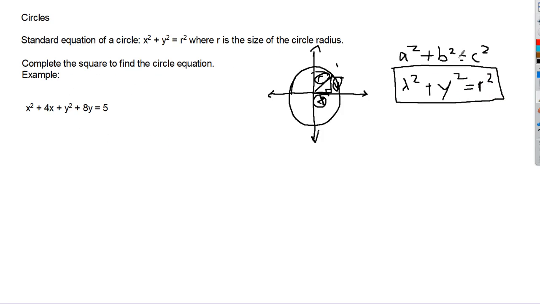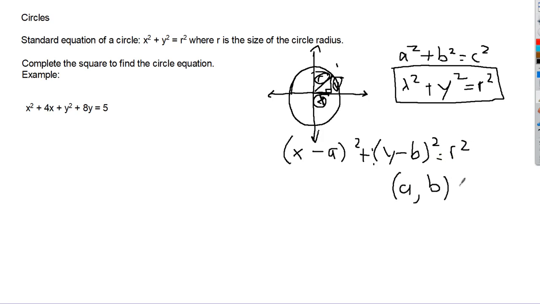Now the circle equation can be like this, which is the most simple, or it also can be like this, where normally they use h and k to write the equation, but I'm just going to use a and b, right? So a, b is the center.